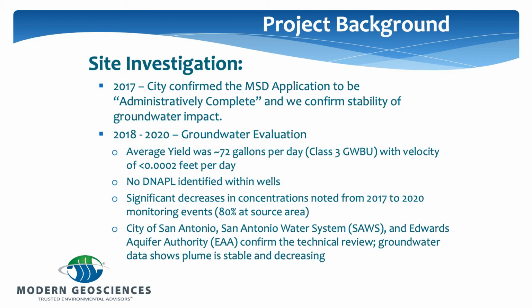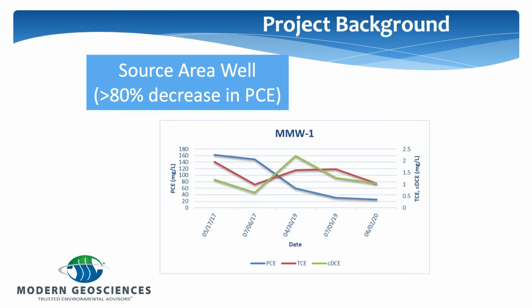One other benefit of monitoring over a period of time like this is we actually got to see the stability of the plume play out. As we look at the source area, we saw a decrease of over 80% from the original concentrations seen at the site near the point of the release. So that's one way that we can judge that we really did get the bulk of the contamination out, and now time is more of a friend than a foe going forward.